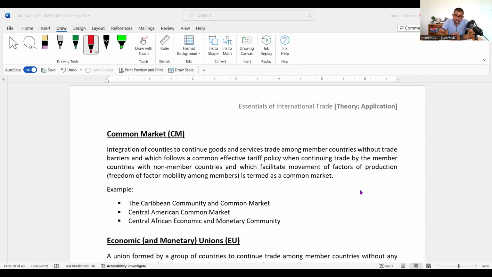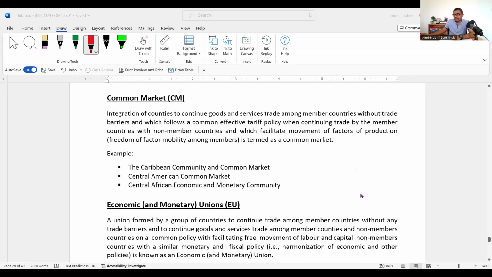Indians can come to Sri Lanka. Bangladeshis can come to Sri Lanka, go to India. Amongst the countries, there are no boundaries. It's a common market. So India, Sri Lanka, Pakistan becomes one market with mobility of people and capital. That's called a common market.